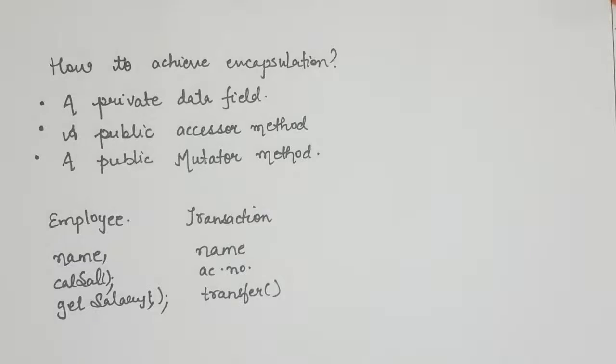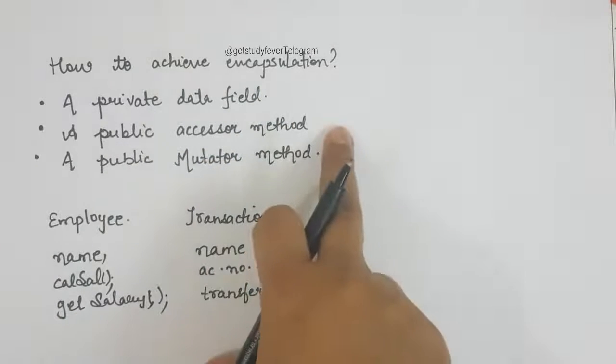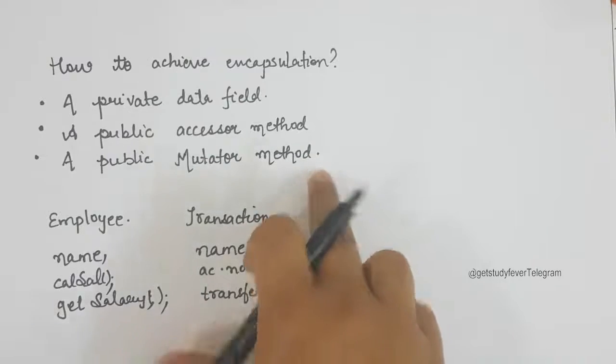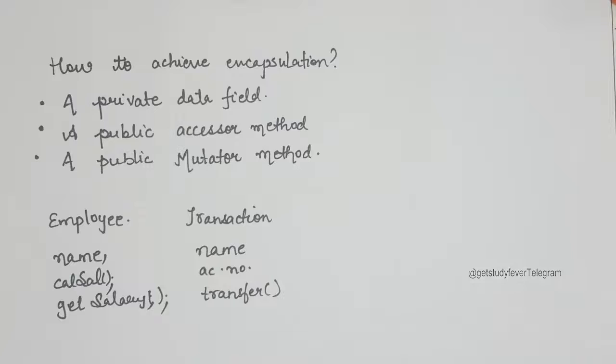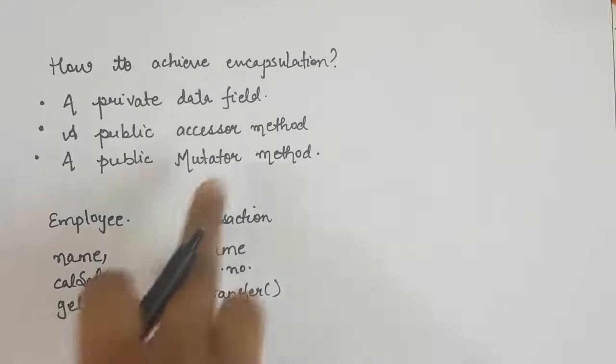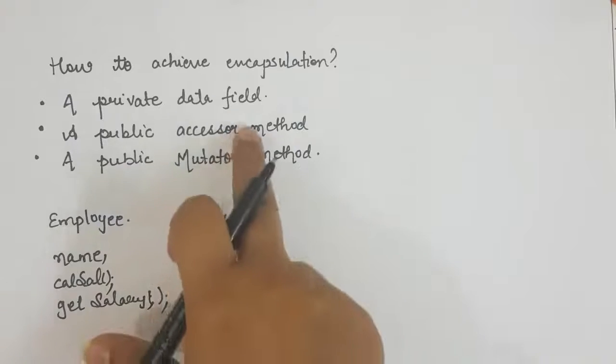Okay, so now let's talk about how we achieve encapsulation. There are 3 mantras that you need to remember in order to achieve encapsulation. You need to have a private data field, a public accessor method, and a public mutator method. Now what are accessor and mutator? Whenever there is a method that only returns a particular value, that is called an accessor, and a mutator is one which modifies the value as well. We'll see examples of accessor and mutator.